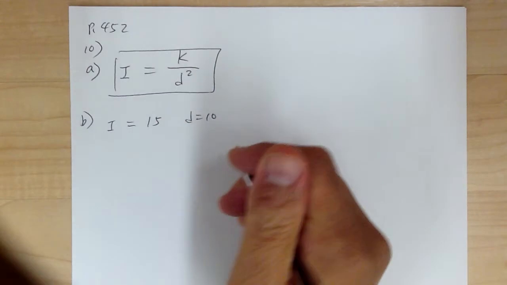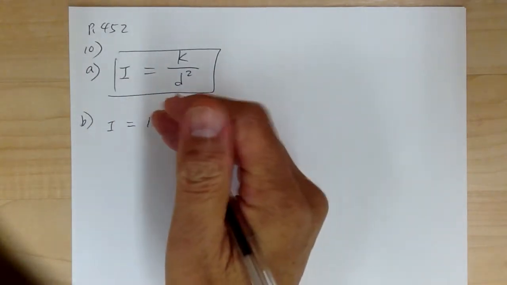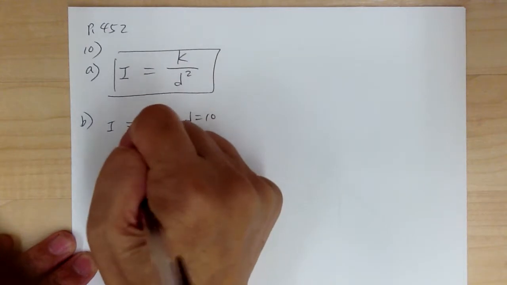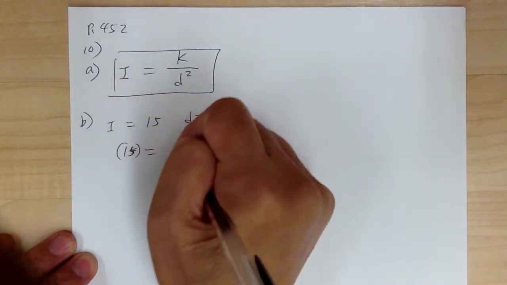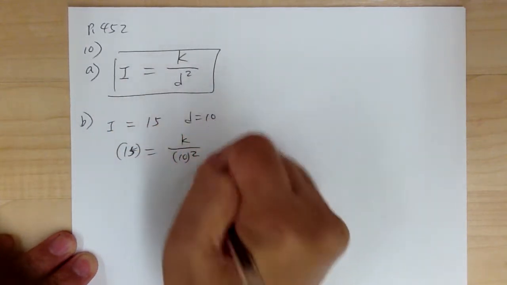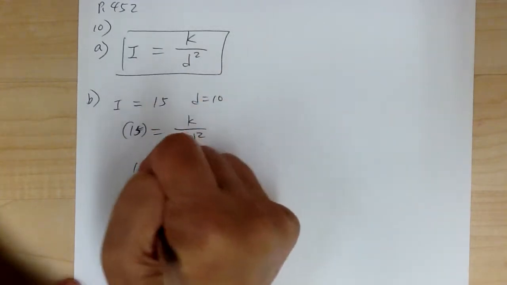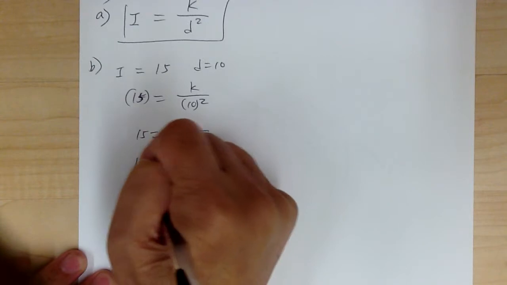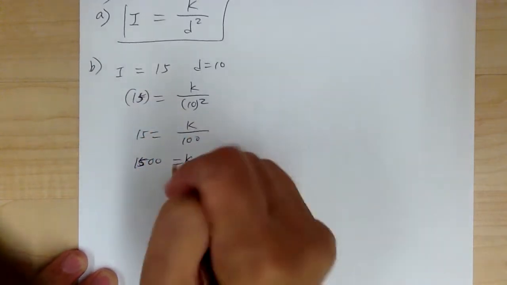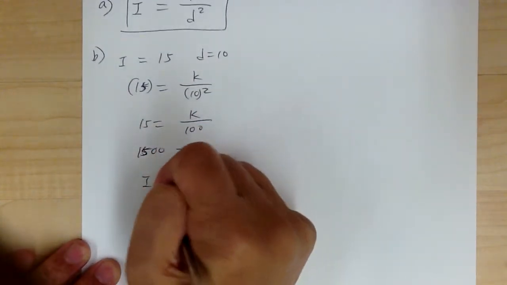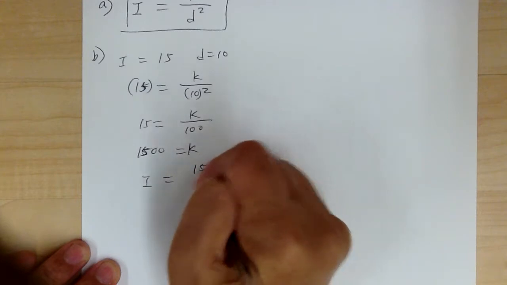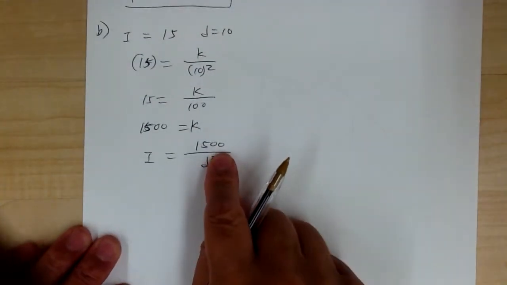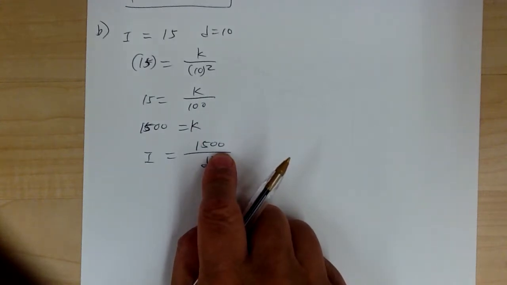Okay, so before you read any more, let's stop over here for now. So let's get the k so we can update the equation. So you got 15 equals k over 10 squared. So you got 15 equals k over 100. So k equals 1500. So update your equation. So I equals 1500 over d squared. Okay, so you can get your updated equation before you do the very last part.